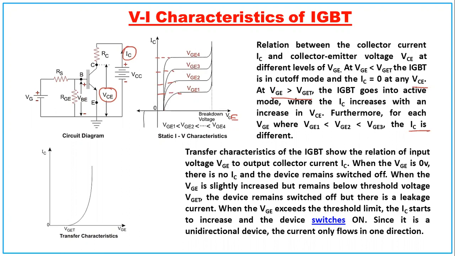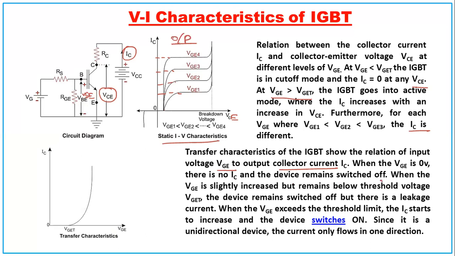So this is roughly the gate emitter voltage, the same as VGE. That explains the static VI characteristics, or we can even say the output characteristics. Now, what about the transfer characteristics? The transfer characteristics of the IGBT show the relation of input voltage VGE to the output collector current IC. When VGE is equal to 0 volts, there is no IC and the device remains switched off.